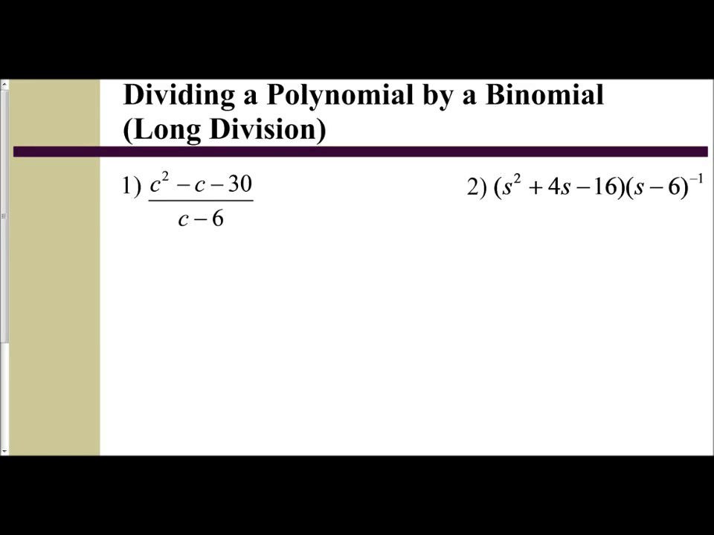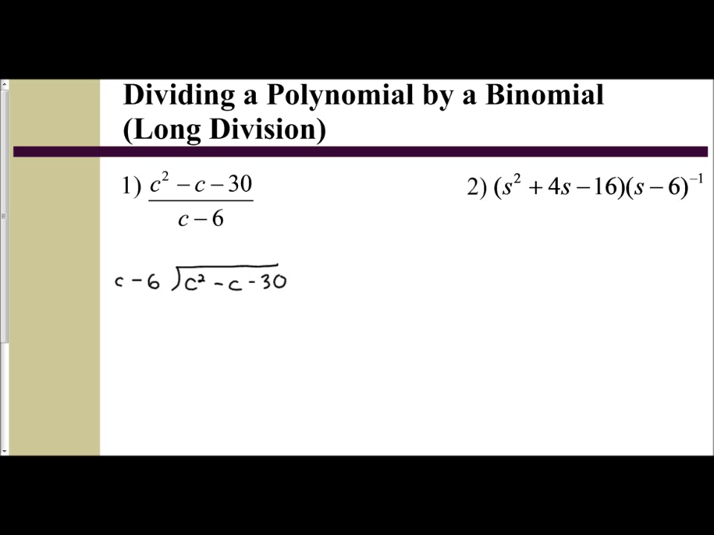In this video, we're going to examine how to divide a polynomial by a binomial. If you have more than one term that you are dividing by, you're going to have to use long division of polynomials. So the way this works is we look at the first one, we have c squared minus c minus 30. I'm going to set that up inside of our division. And then I'm going to put my c minus 6, what I'm dividing by, on the outside.